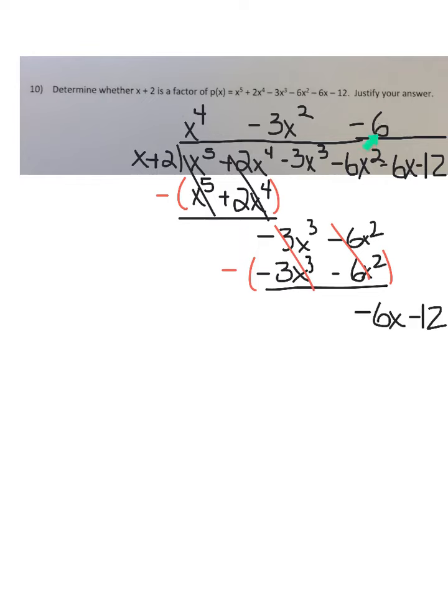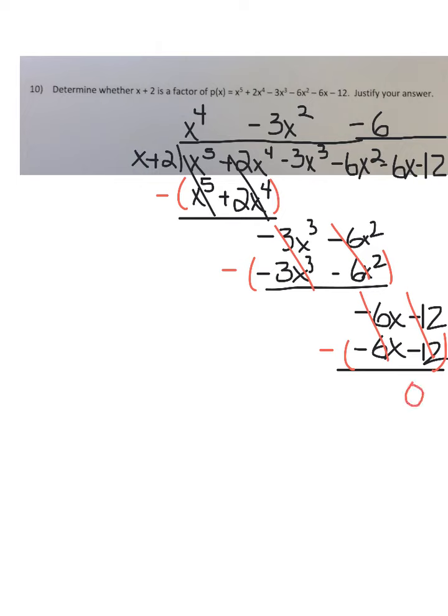Then I'm going to multiply that negative 6 times the x, which is going to give me negative 6x. Then I'm going to multiply that negative 6 by the positive 2, and that's going to give me negative 12. Okay. Remember, we are going to subtract. And again, we're going to have the same issue that we've been having all along, which is wonderful. We have no remainder.